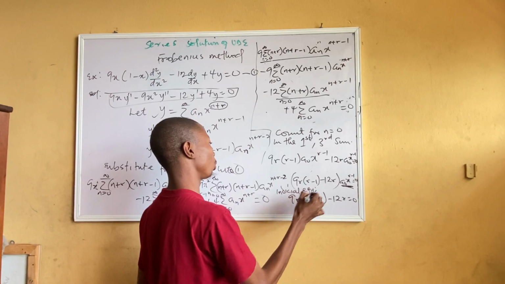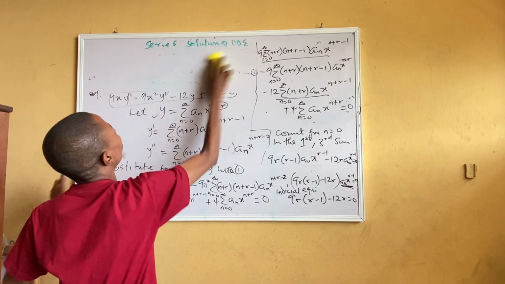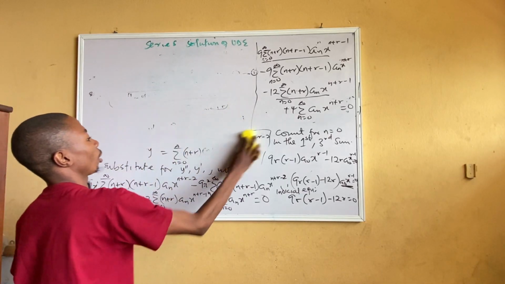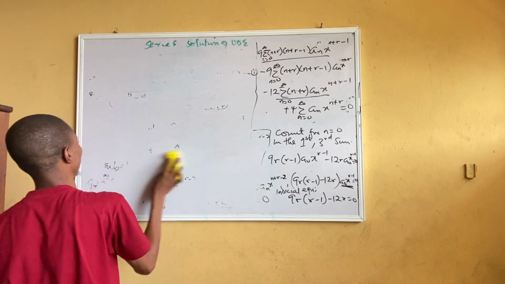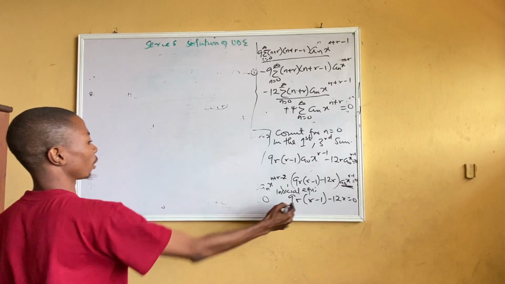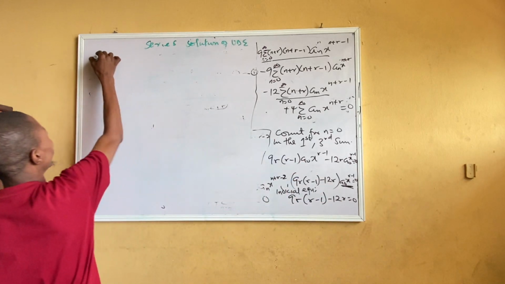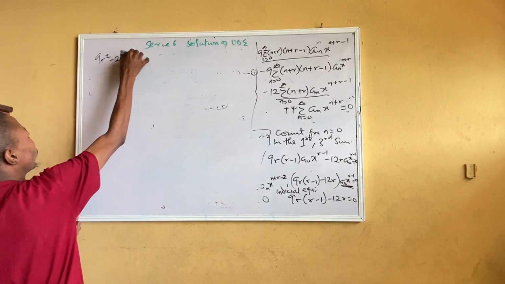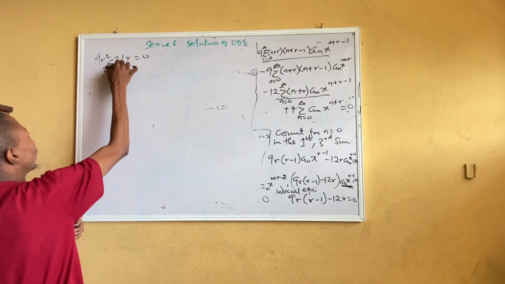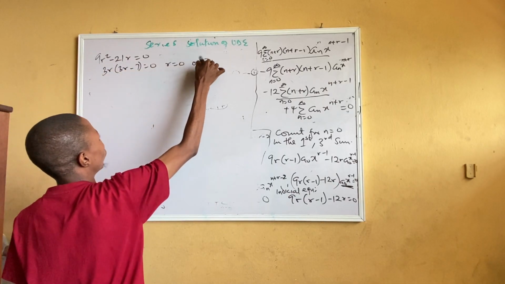What do we want to use it to do? Don't worry, when we get it. So indicial equation. So factorize this, we are going to have 9r squared minus 12r minus 9r. So that will be 9r squared minus 21r equals to 0. Solve this. 3r into 3r minus 7 equals to 0, r equals to 0, or 7 over 3, okay?